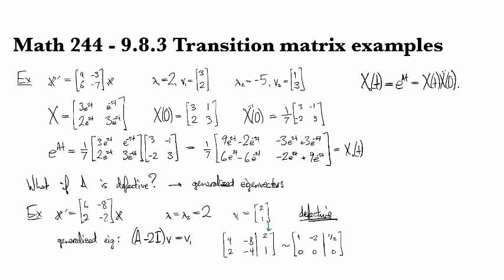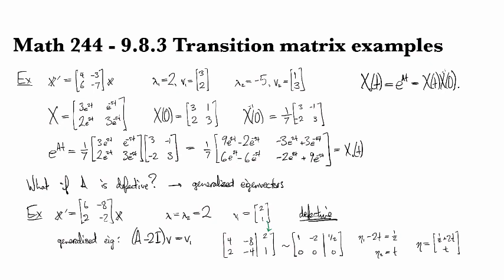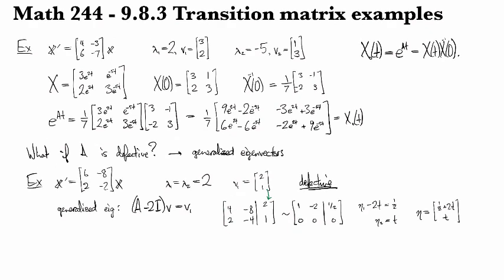And so then that tells us that we have a1 minus 2t is equal to a half, and a2 is free. And so we can take our generalized eigenvector to be 1/2 plus 2t, t. And so this is the same as t times 2, 1 plus 1/2, 0. And so now we see that our v1 is back, and here's our v2.